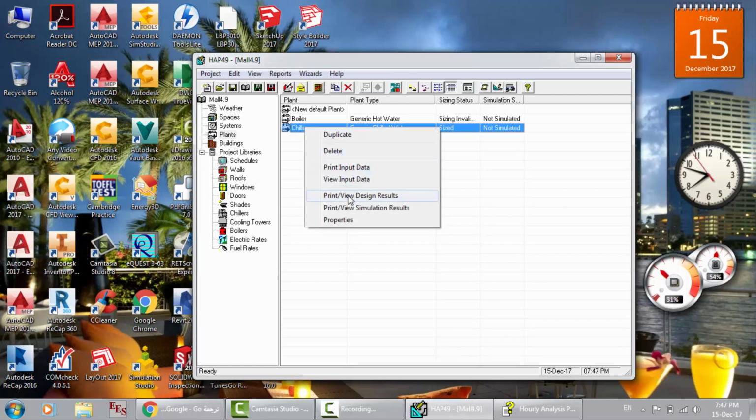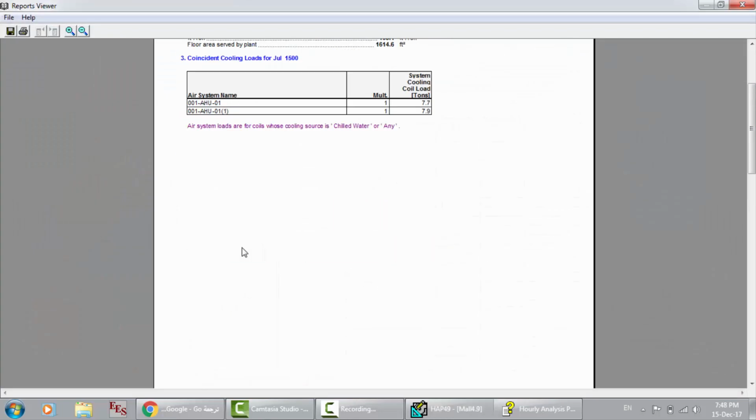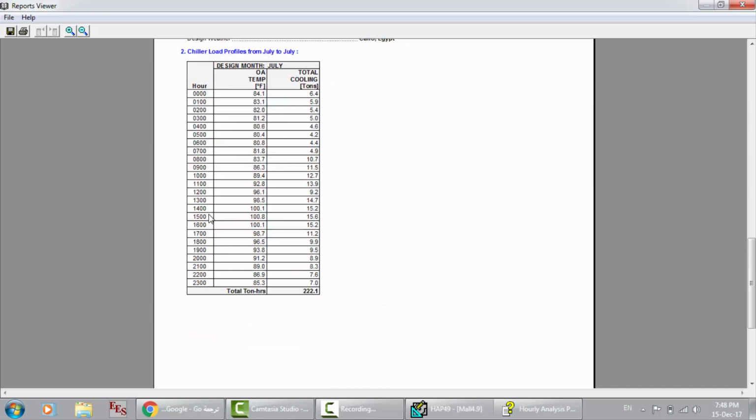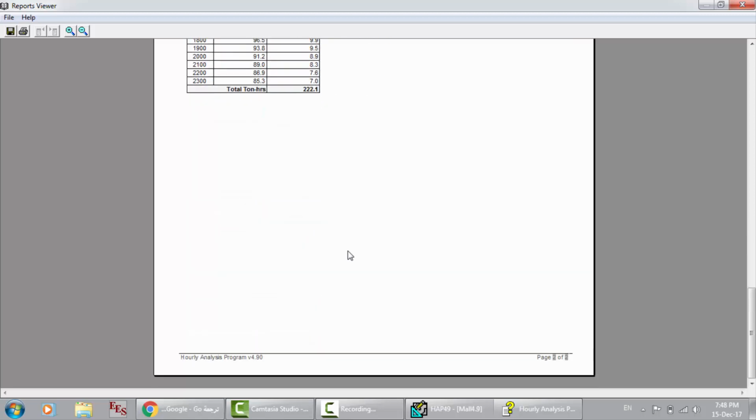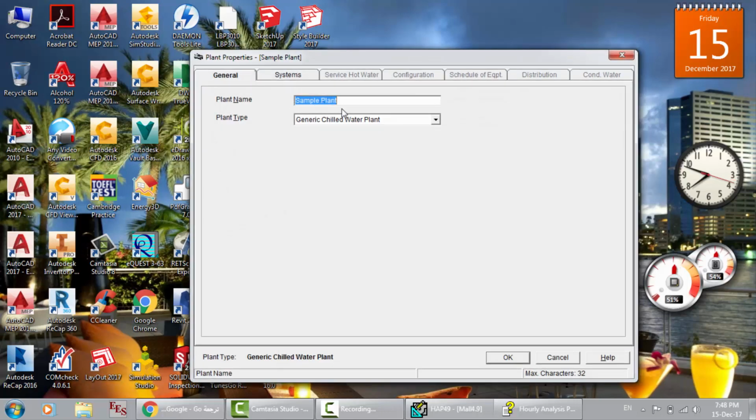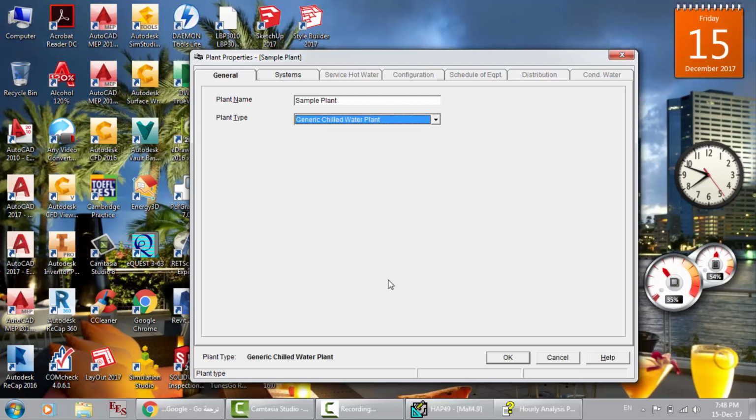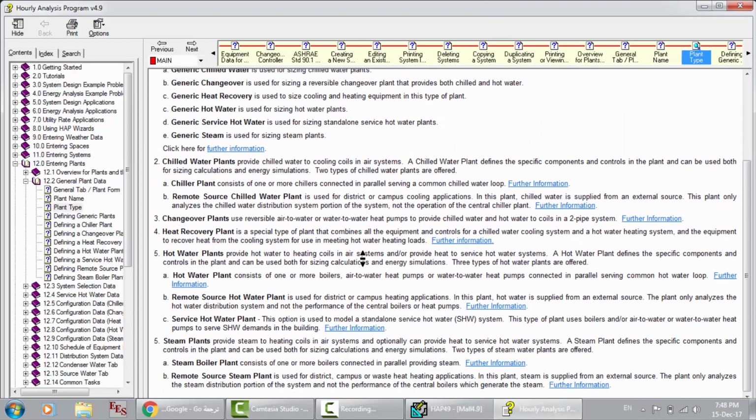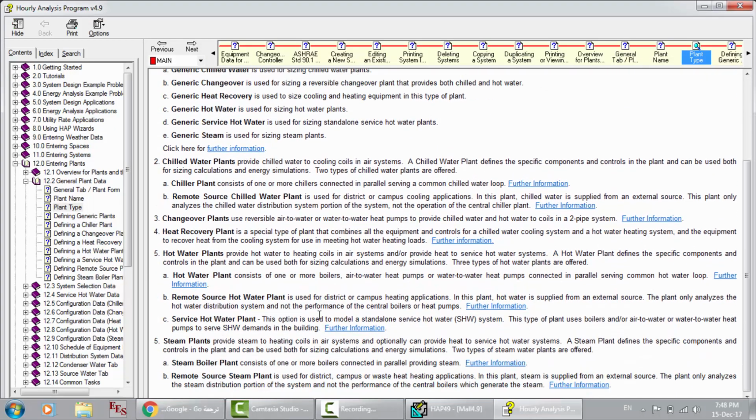Also, you can print view design. You can get the hourly. Also, you can get many profiles and graphs. View, find this, and here is the hourly and the total ton hours. Okay, and that's it. For new default plant, you can read many things about every plant type from the manual. Okay, so you can read it by yourself.